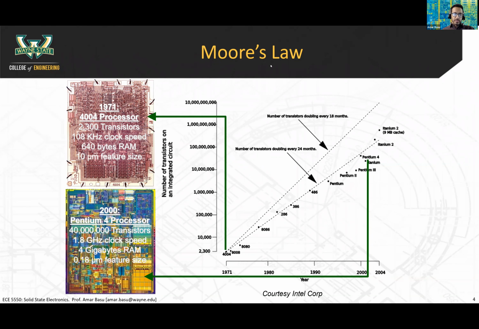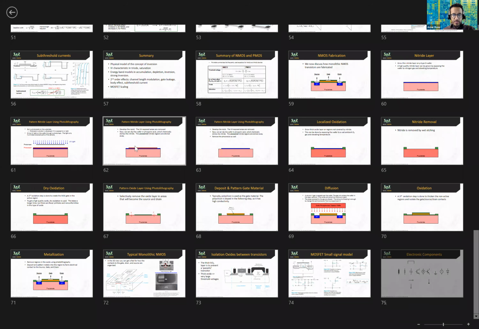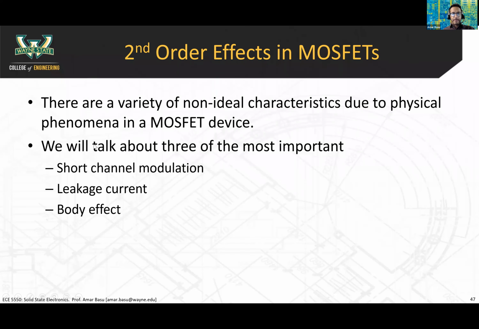Okay, so I will just show a quick slide summarizing what we will be talking about today, and then we'll get into the details of it. So some of these effects are going to be the short channel modulation effect, the leakage current, and the body effect. We're also going to be talking about subthreshold currents.